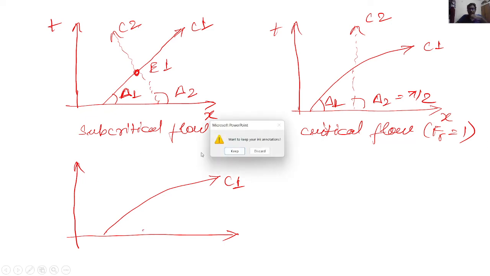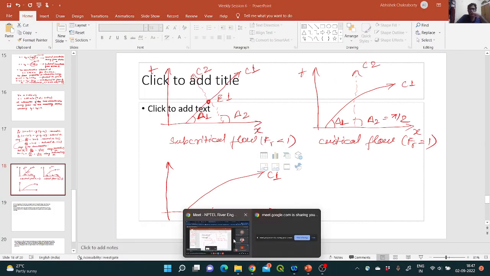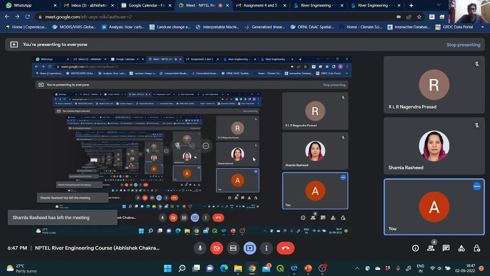Someone present. No, I think no one was trying to enter.